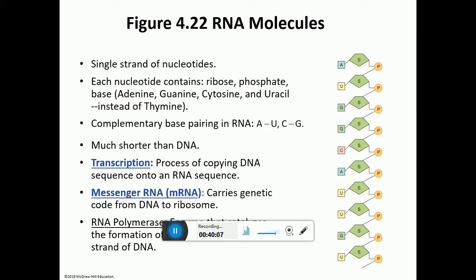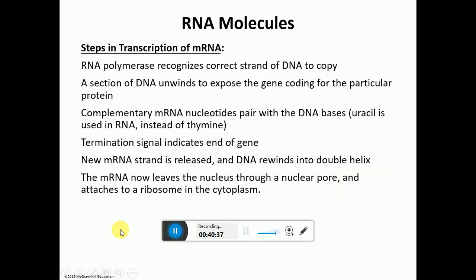So your very first step in making a protein would be transcription, which means the process of making a copy of DNA, changing it into a messenger RNA, and this process happens in the nucleus. You'll take that code, and the messenger RNA has the ability to leave the nucleus, and that process happens through an enzyme known as RNA polymerase enzyme.